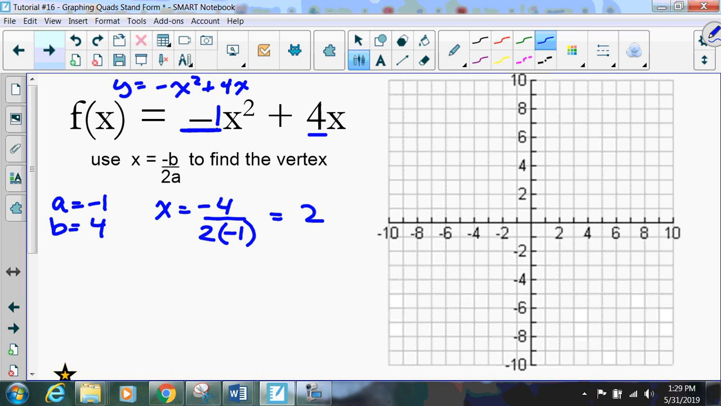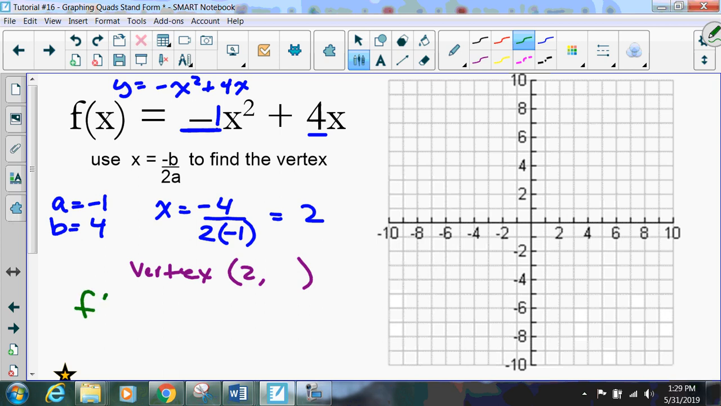All right, so what does that mean? That means that for my vertex, I just found the x part of my vertex. Now we know that a point has to have both an x and a y component to it, right? And so this is where we're going to use this whole idea of f of x being much cooler than just y. So what I want to know is, what is the value of y when x is 2?